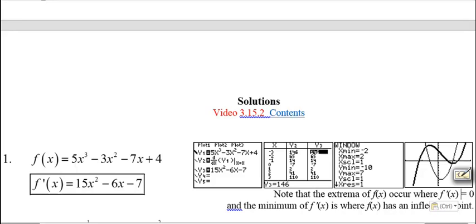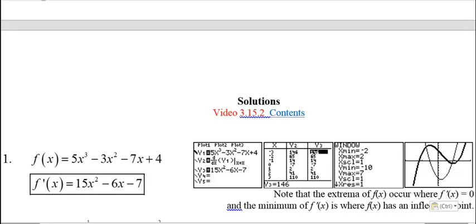You take the 3 times the 5 is 15, subtract 1 from the power is 2. 2 times negative 3 is negative 6, subtract 1 from the power goes down to power 1. 1 times negative 7 is negative 7, and the x goes away, since the derivative of x times a constant is that constant. And the derivative of a constant function, the 4 part here, is 0.